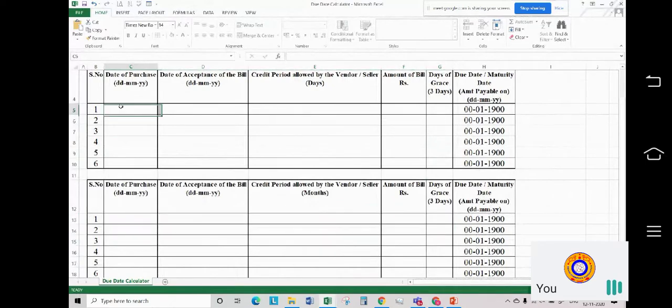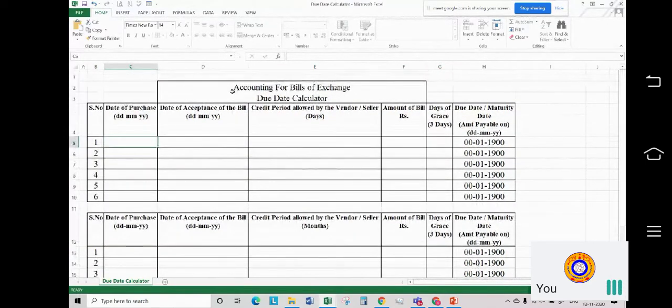If you see, this bill of exchange due date calculator will have two segments. The first segment is to find out the due date or the maturity date if the vendor or the seller has given his credit period in terms of days, whereas the second segment is for calculating the same due date or the maturity date provided the creditor has given the time period in terms of months. So first let me explain you in terms of days, then I'll also explain you in terms of months.